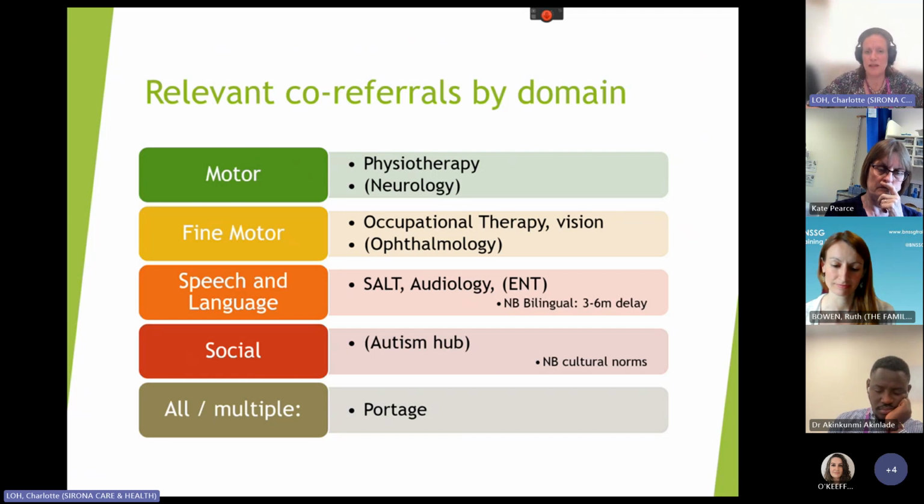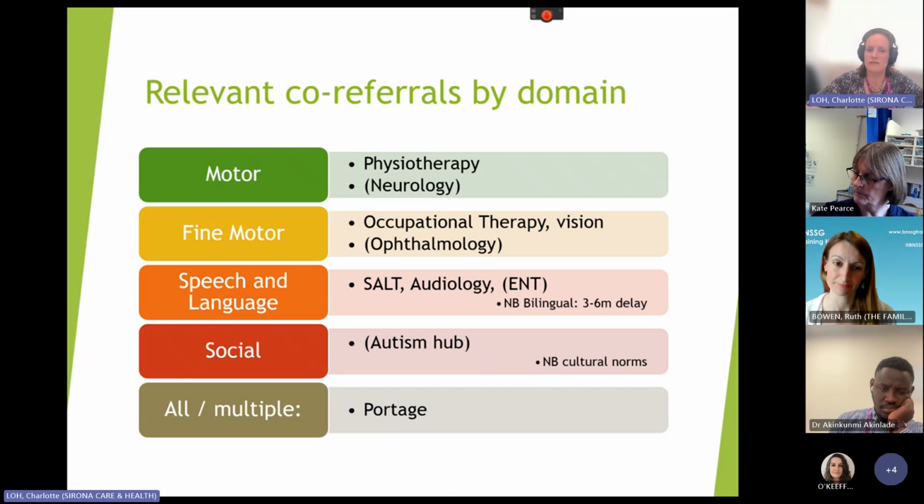Just a point here about bilingual families. We'd expect a 3 to 6 month delay in language in a child who's a part of a bilingual family, so anything above that would be concerning. Social concerns, you refer straight to the Autism Hub.